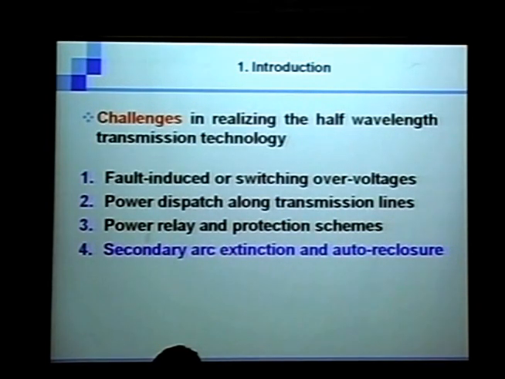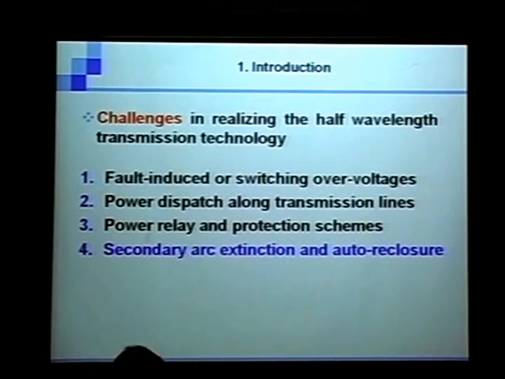First, fault-induced or switching voltages must be given very careful attention in future research. Then comes power dispatch along the transmission line. That's the topic Professor Lei Qi, my colleague, gave this morning. Power dispatch means power extraction from the lines. And the power relay and protection scheme, I think Professor Maria Cristina has done a lot of work on these schemes. And then comes secondary arc extinction and auto-reclosing.